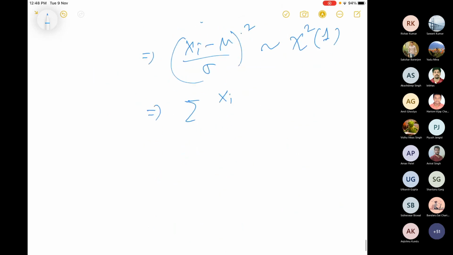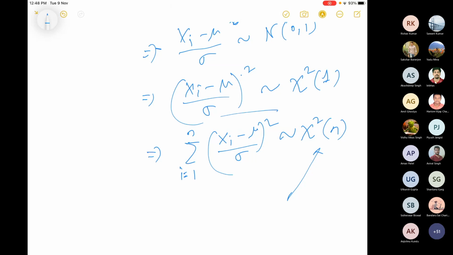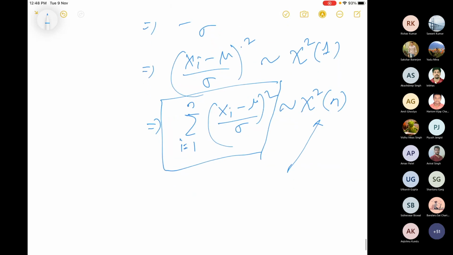So mu is known. So if I take (xi minus mu by sigma) whole square, and then take the sum from i equal to 1 to n, we proved again that it is chi square n. Now see, this is a function. Mu is known, sigma is unknown. So this is Q(x1, x2, ..., xn, sigma square). Its distribution is independent of sigma square, so this can be treated as a pivotal quantity for sigma square.